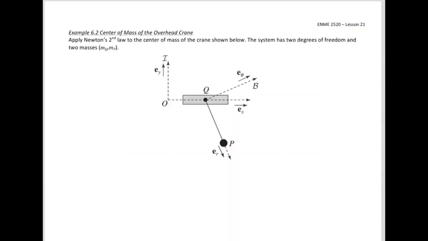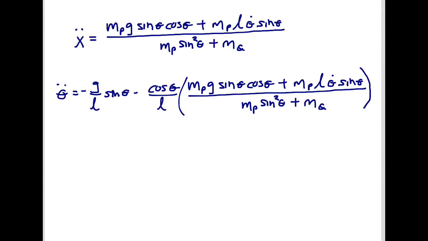Here we see the same system that we used in lesson 20 to develop the equations of motion. We were talking about the individual particles. And when we developed the equations of motion of this system, we got the following. X double dot is equal to a big expression, and then we have theta double dot is equal to a simple pendulum plus cosine theta over L multiplied times another big expression, which is actually X double dot right here.